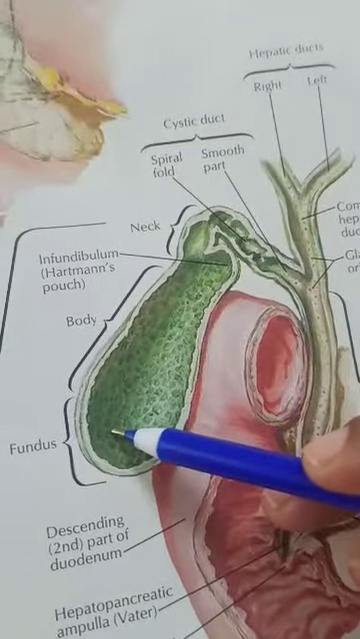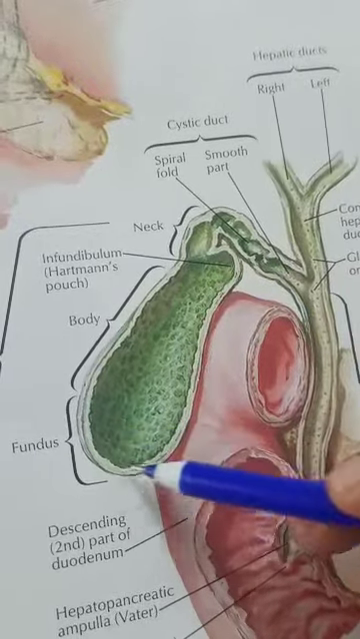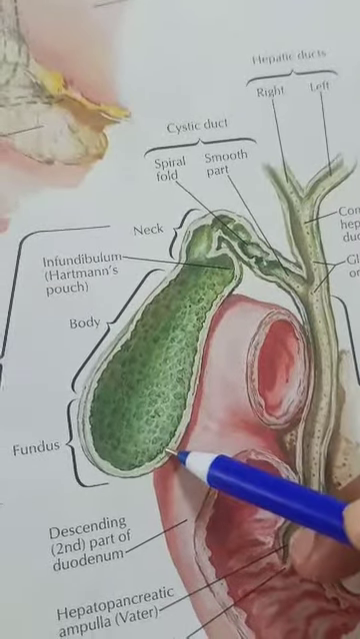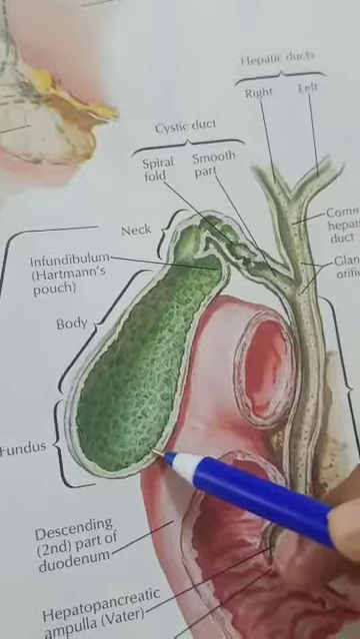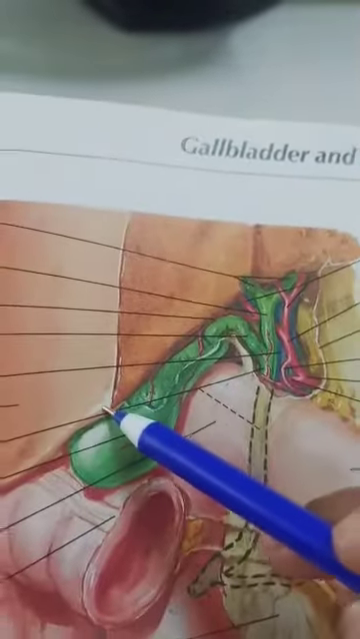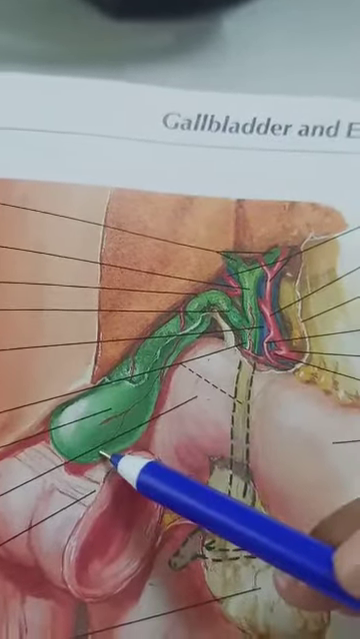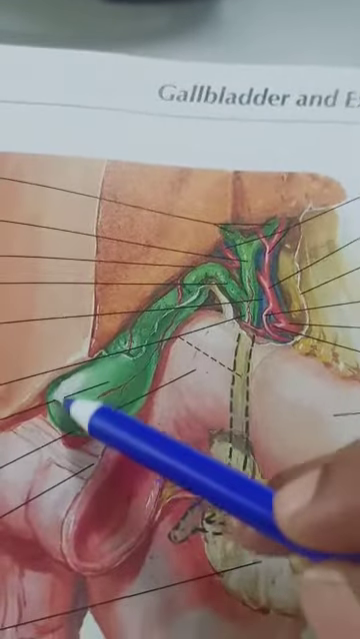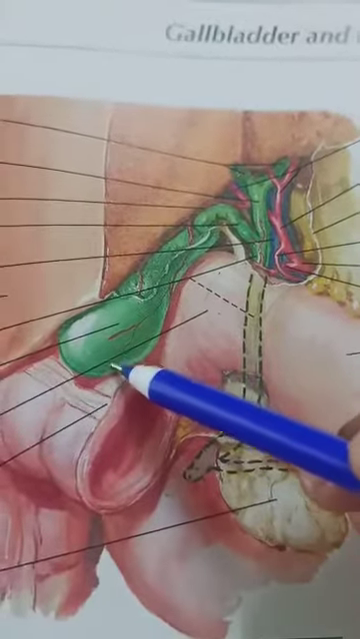The fundus is the anterior free expanded portion of the gallbladder. It projects beyond the inferior border of the liver. So this portion is known as the fundus of the gallbladder.